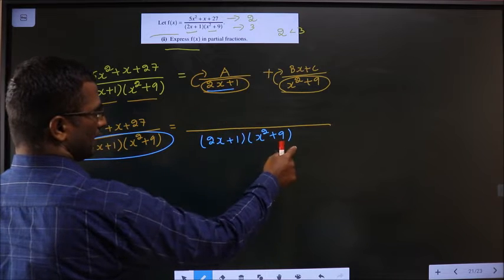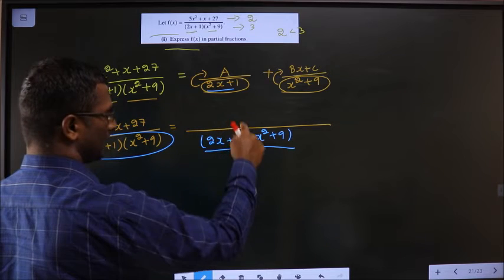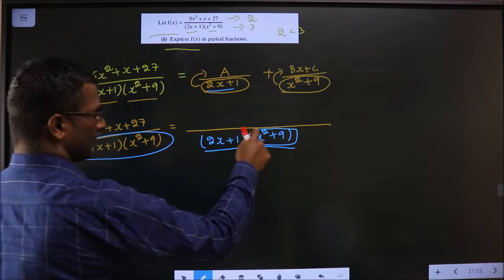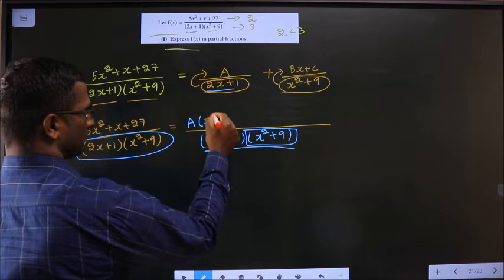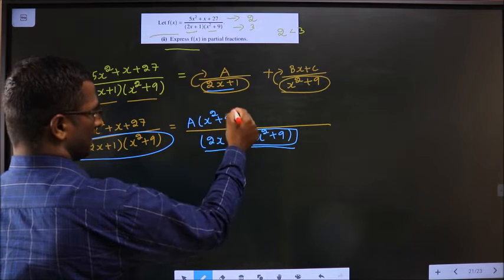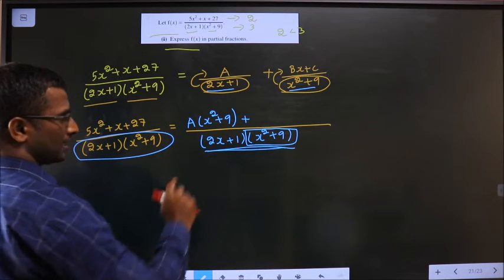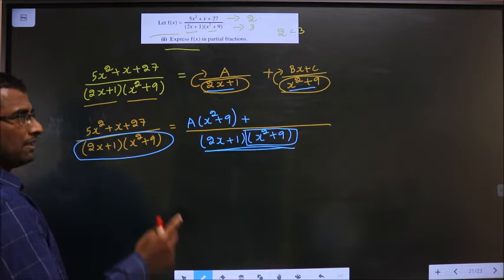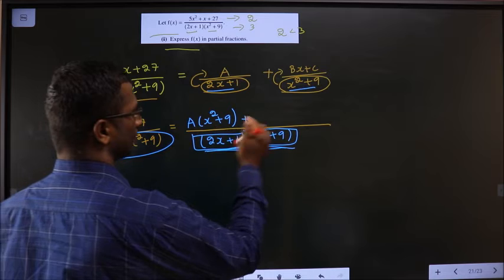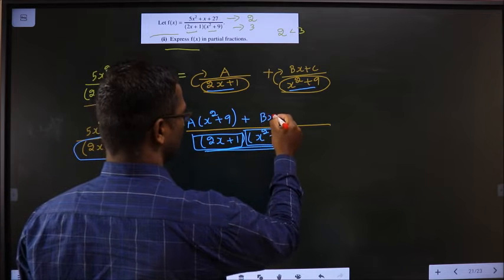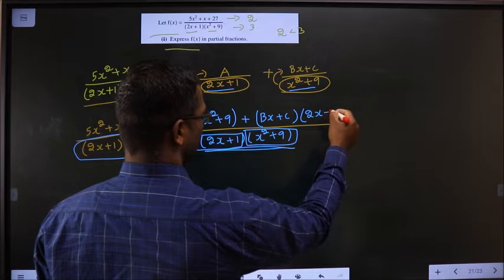2x plus 1 should become this entire thing. That could only happen if I multiply denominator and numerator with x square plus 9. Thus it will become a times x square plus 9. Now here x square plus 9 should become this entire thing. That could only happen if I multiply denominator and numerator with 2x plus 1. So it will become bx plus c times 2x plus 1.